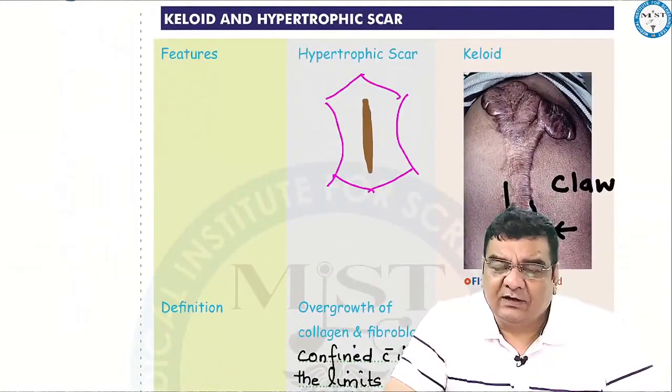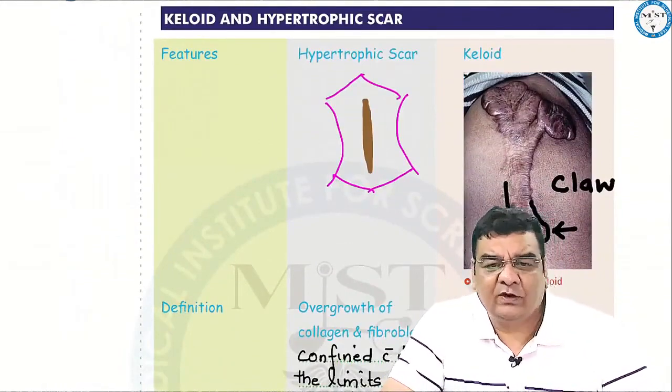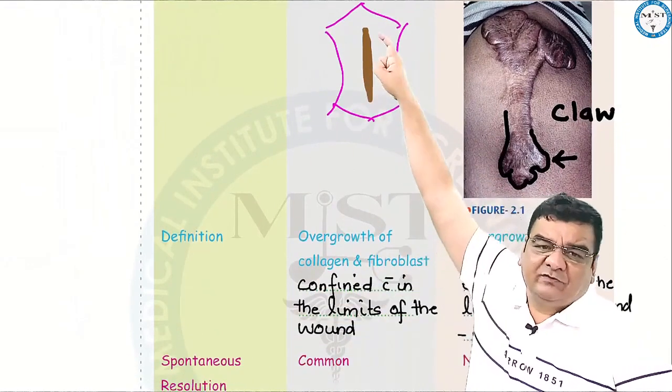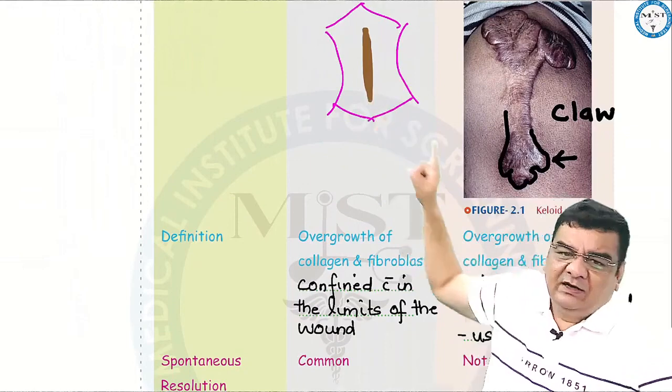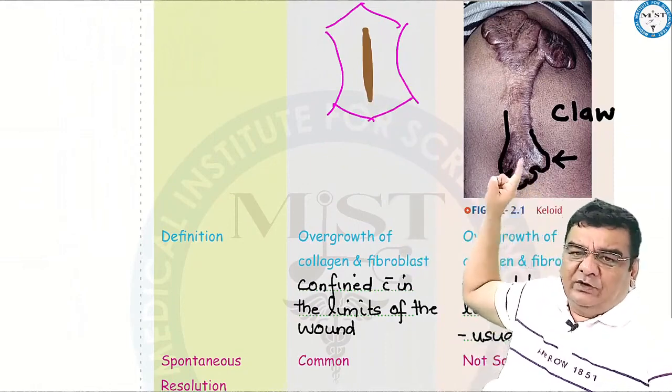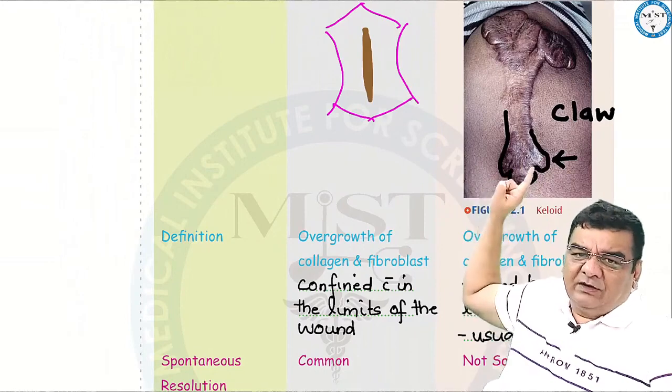Keloid and hypertrophic scar. This is simply overgrowth of collagen and fibroblast. If the scar remains confined within the limits of the original wound, it is a hypertrophic scar. If the scar extends beyond the limits of the original wound, that is a keloid. Usually this extension is in a claw-like manner.